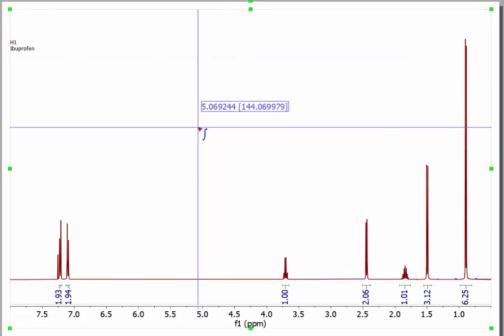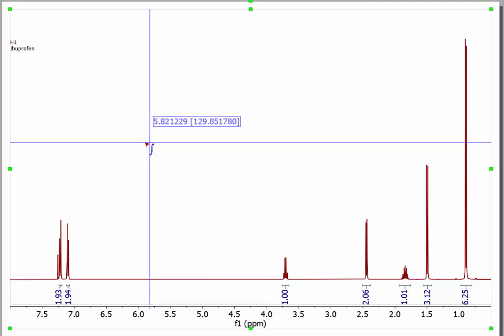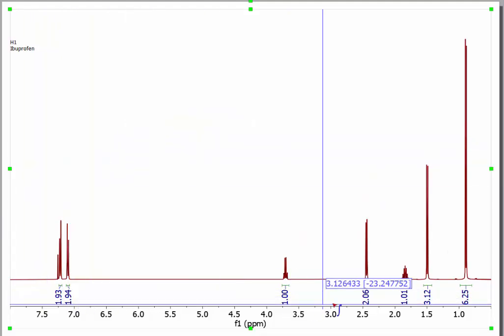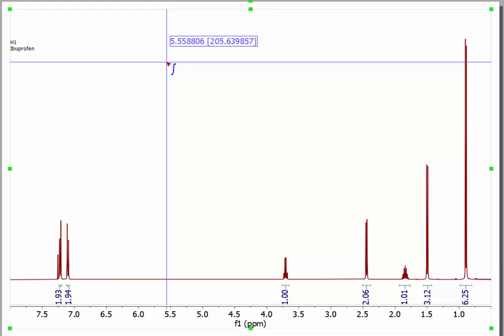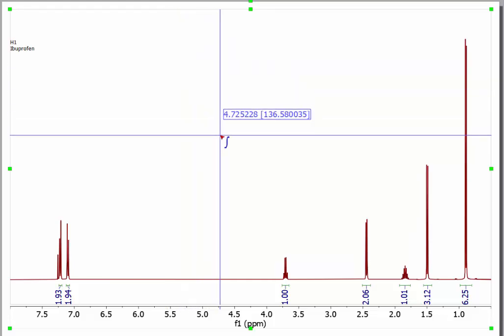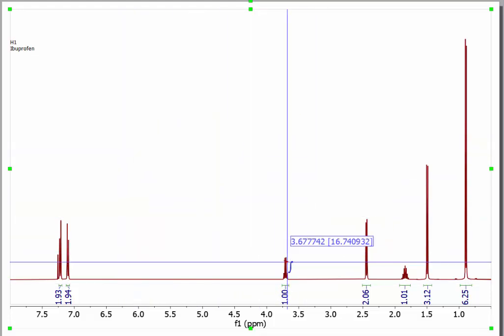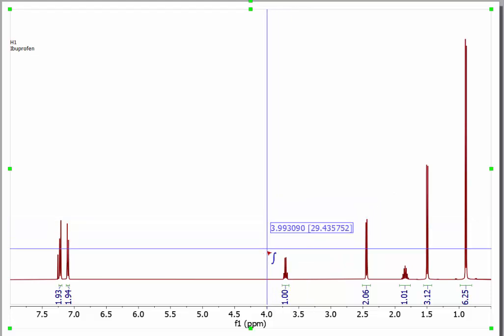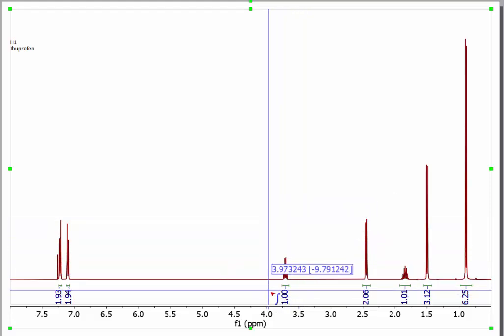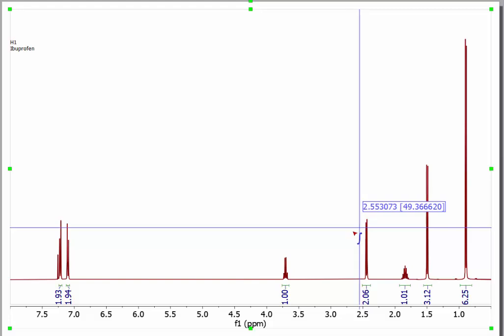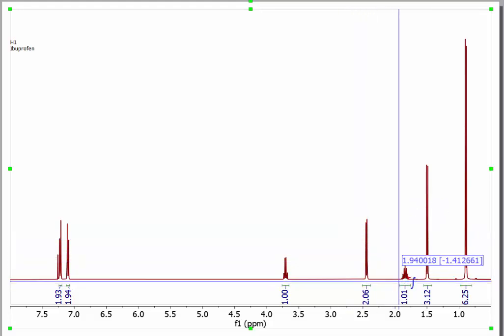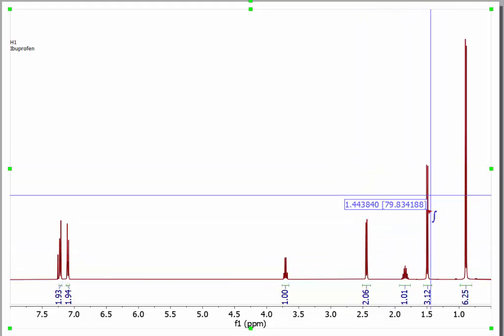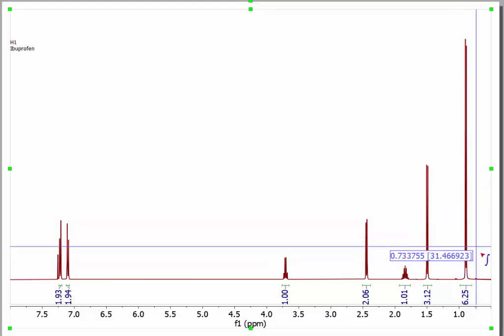So the key thing I want you to know right now is that integrations are the blue numbers at the bottom of the spectra, and once you have a good set of integrals, what those numbers correlate to is the number of hydrogens in each one of these environments. So if we call this group of lines a peak, then what this is telling you is that there is one hydrogen in this environment relative to two hydrogens in this environment, one hydrogen in this environment, three hydrogens in this environment, and six hydrogens in that environment.